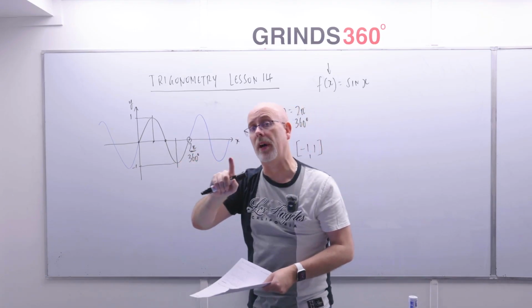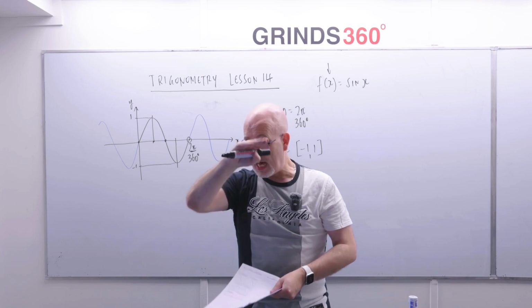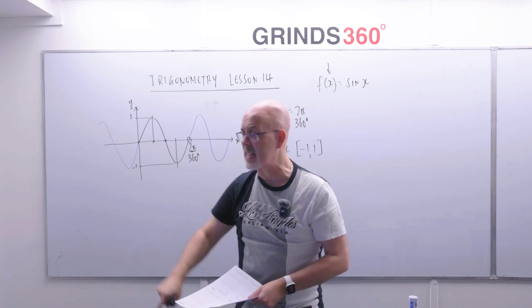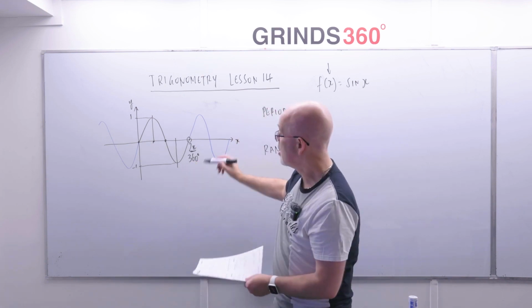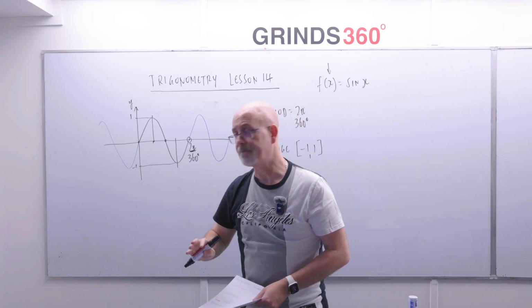So all the important points, turning points where the graph stops going up and starts going down, or vice versa, and points where we hit the center line, the x-axis, they happen in quarters. So if you divide the period by 4, that's when all the important stuff happens.